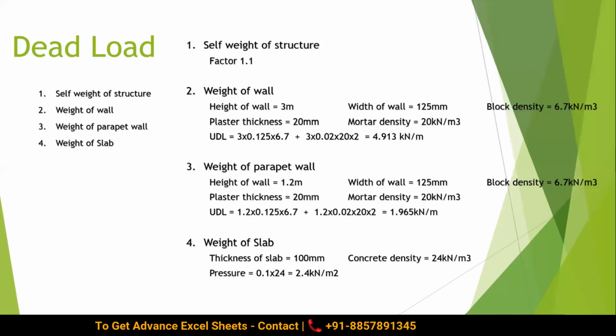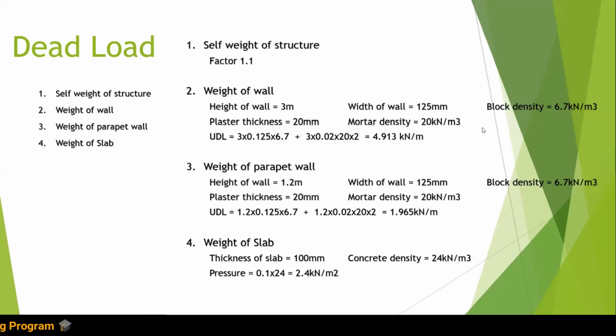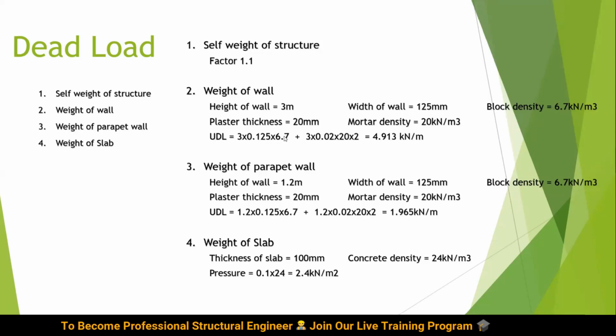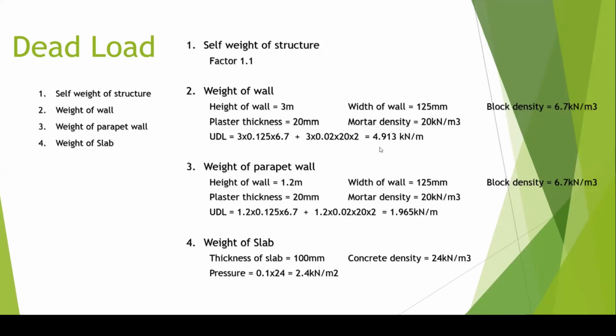Next, we have the weight of the wall. In my case, the height of the wall is 3 meter, width is 125 mm, block density is 6.7, plaster is 20 mm on both sides, and the mortar density I have considered as 20. So we calculate the UDL of the weight of the wall as height into width into density, plus height into thickness of plaster into density into 2, because we have plaster on both sides. We get the weight of the wall UDL, which is to be applied on the wall.